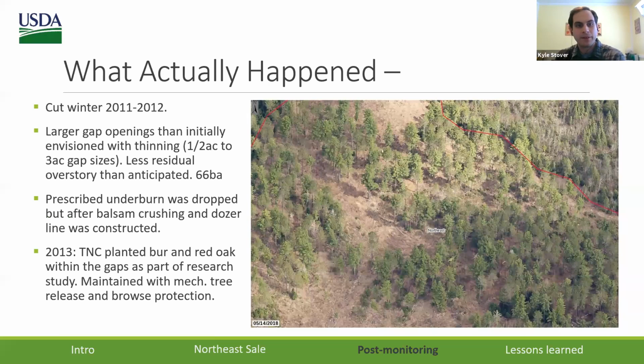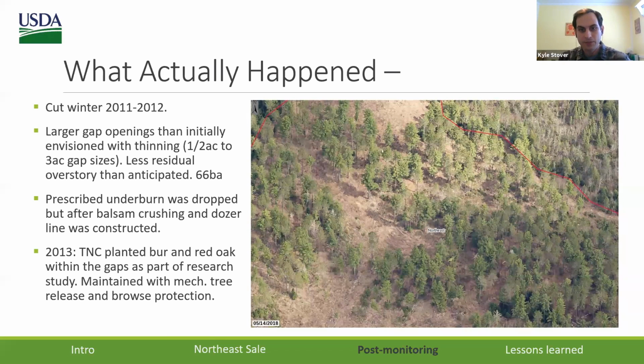And what actually happened? Well, it was cut in the winter of 2011 to 2012, which was a very low snow year. And just based on the spatial arrangement of the species out there, it was kind of hard to predict initially, unless we really mapped the site better. But we wound up with larger gap openings than we initially expected from those hardwood pockets. And they ranged from anywhere from a half acre to 3 acres in size.